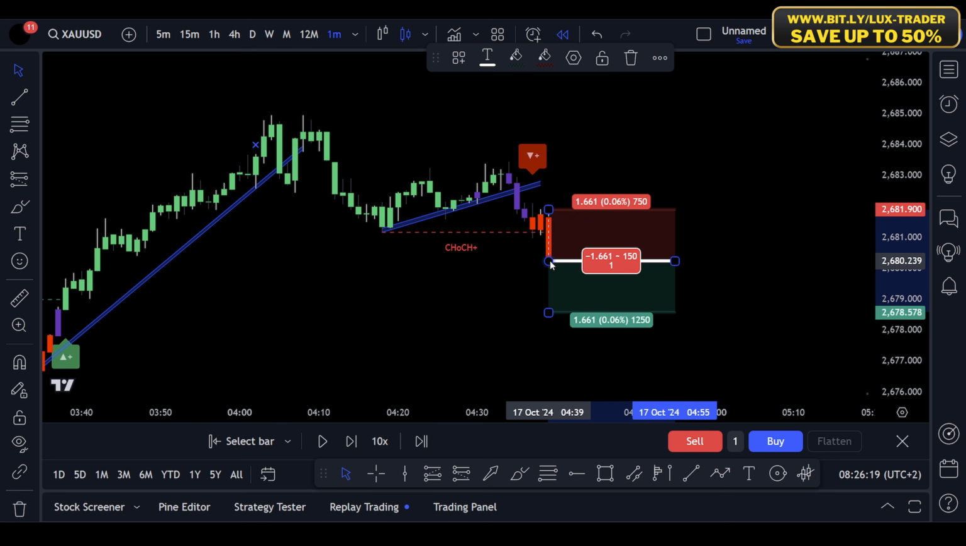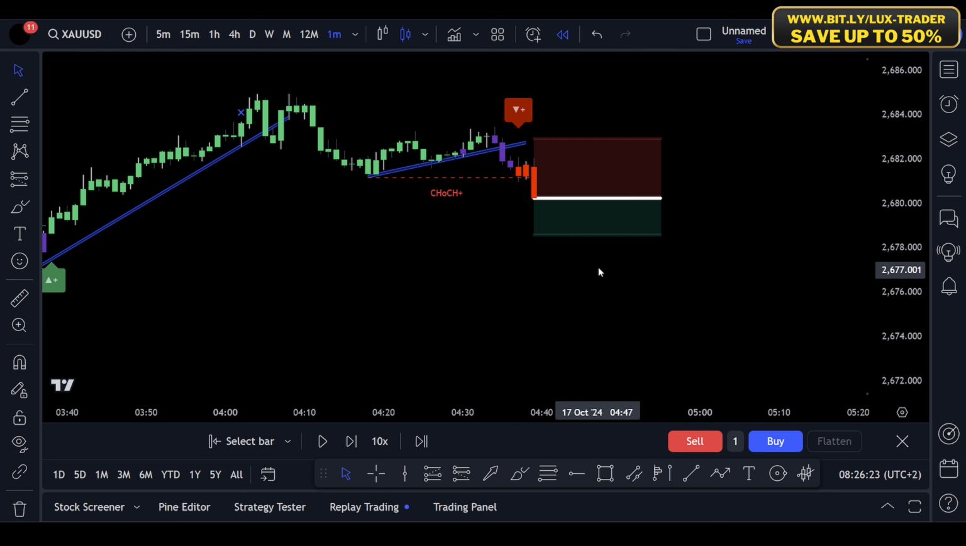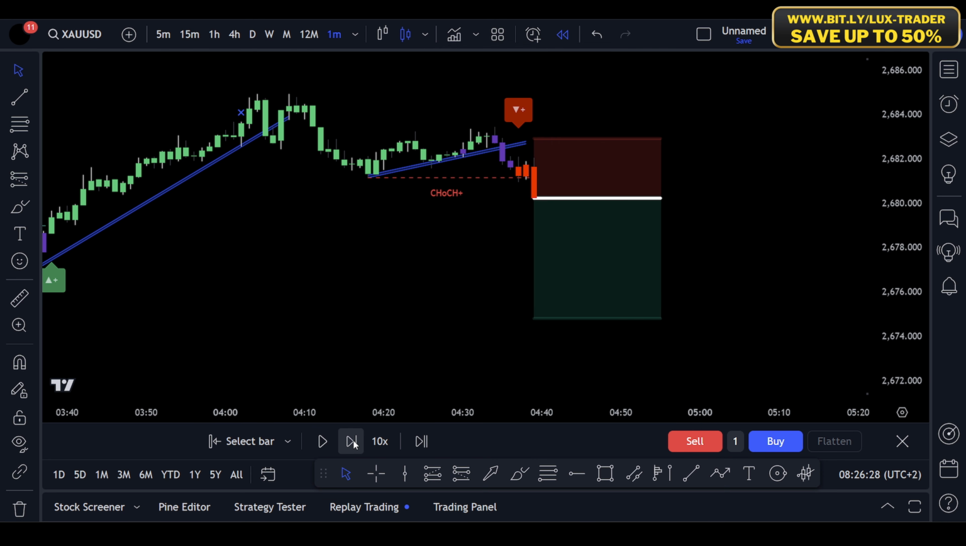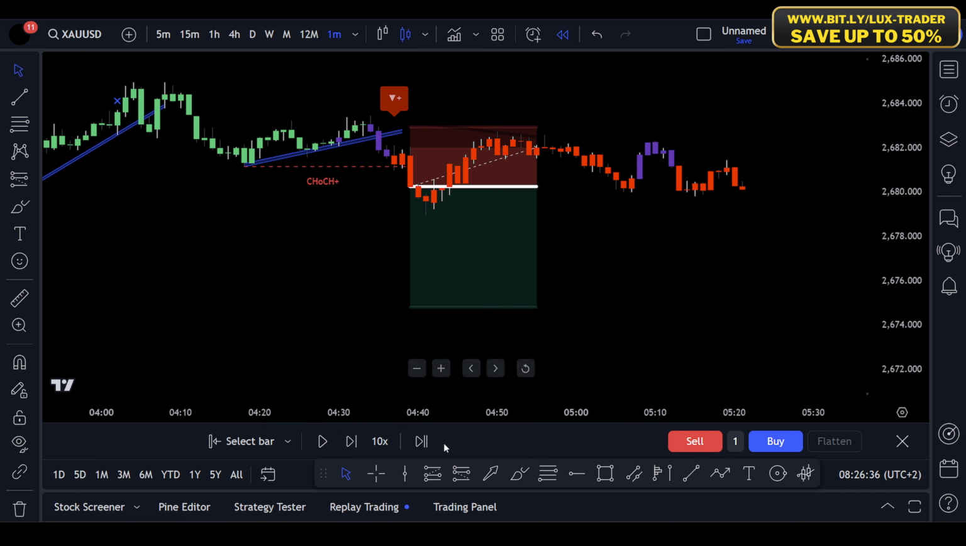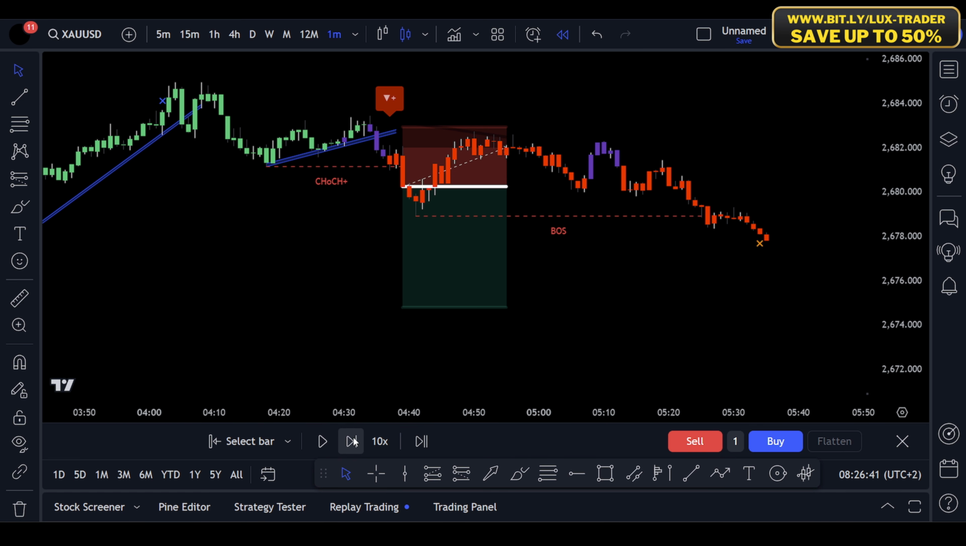For the stop loss, we can either use the recent swing high or the trend line as a protective level. Once again, we'll be targeting a 1-to-2 risk-reward ratio to ensure we maintain a favorable balance between risk and reward.